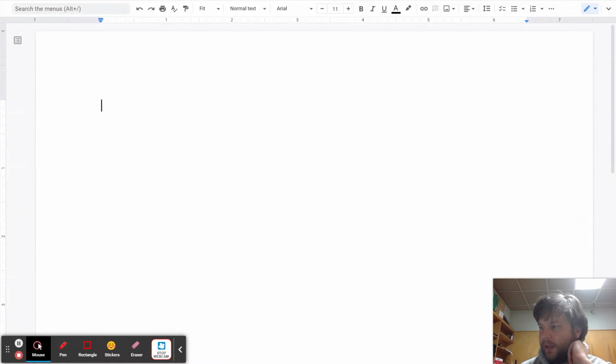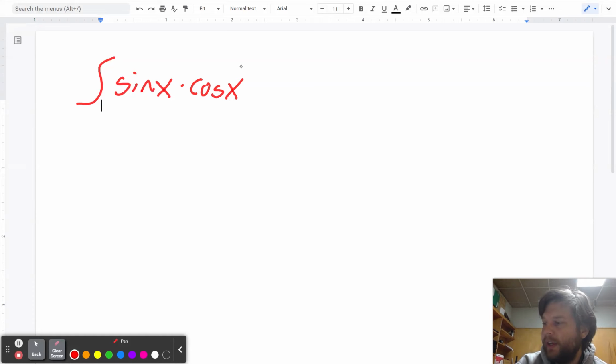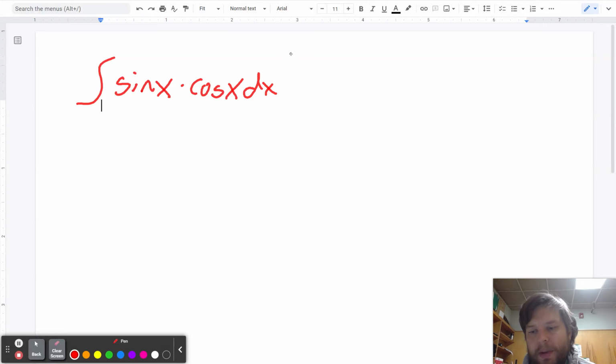All right, and then here is an example of cyclic integration by parts, which is a really cool idea where you feel like you're not getting anywhere with your integration by parts, but you actually end up somewhere nice. So, for example, let's say I'm trying to do the integral of sine of x times cosine of x dx. You can do this integral by using substitution, but you can also do it by doing cyclic integration by parts.